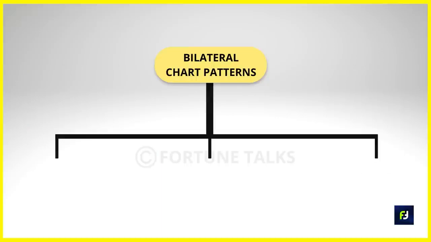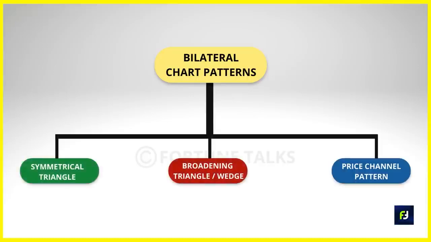In this part, we are going to discuss 3 bilateral patterns, how they work, and how to take trades, including the entry, targets, and stop losses. Now, the 3 bilateral patterns under discussion are: number 1, the symmetrical triangles, followed by the symmetrical expanding triangles or broadening triangles, and finally channel patterns, that is rising channel and falling channel patterns.